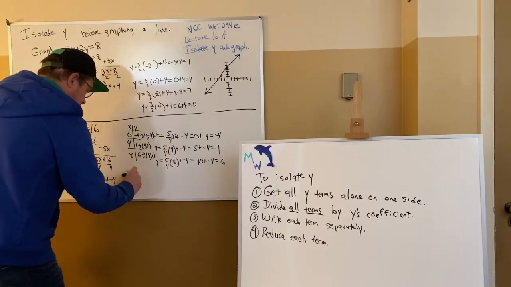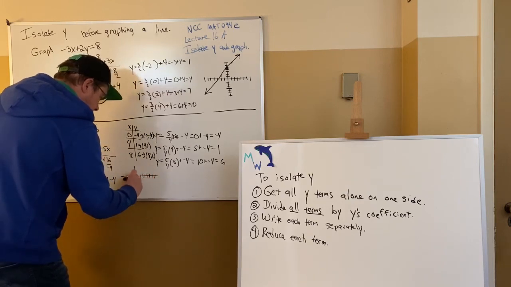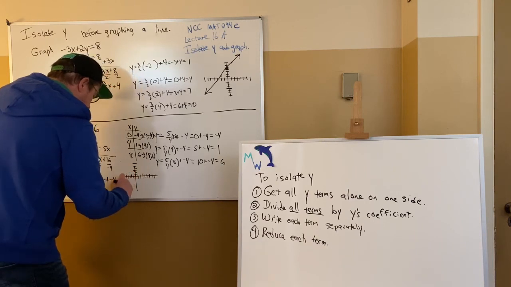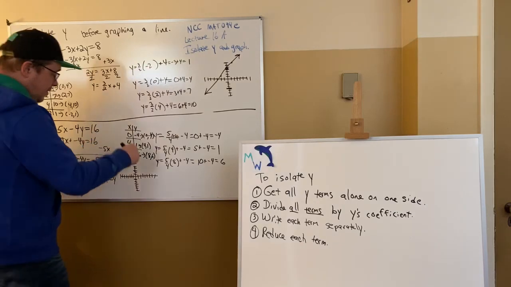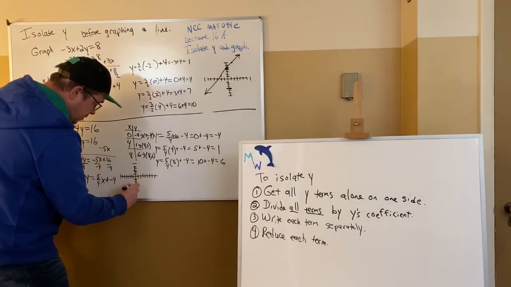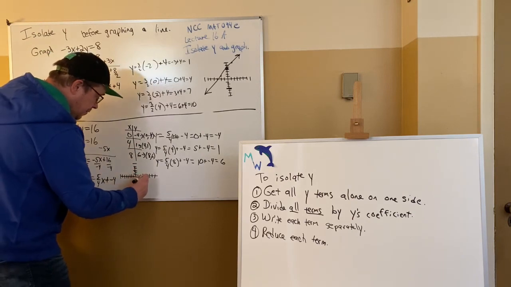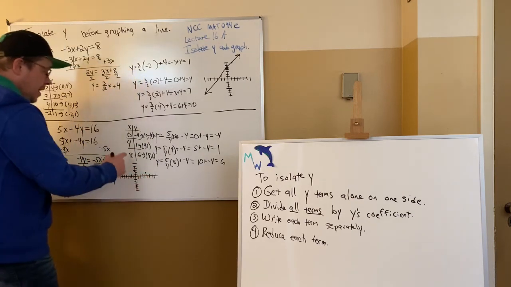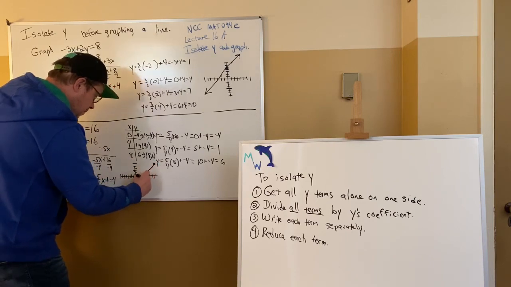And those will go on my graph. And I have 0, negative 4. So 0 across, down 1, 2, 3, 4. 4, 1: to the right 1, 2, 3, 4, and up 1. And 8, 6: to the right 8 and up 6. There you go.